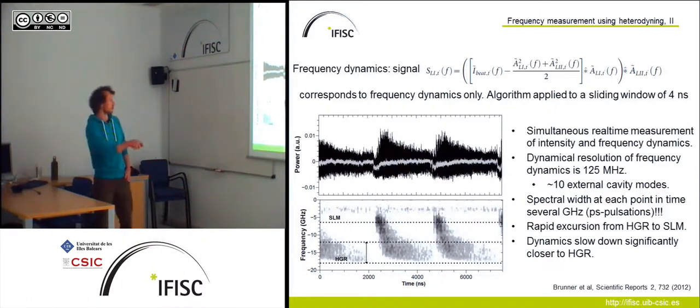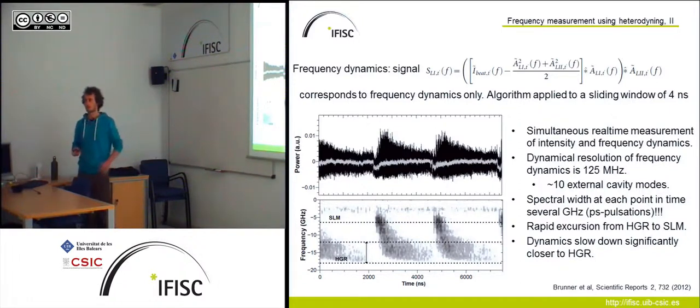So we record both of them at the same time. One important thing is we do this in the sliding Fourier transformation. So we take a window of a certain size, do the Fourier transformation, get the spectrum, the deconvolutions, and then we slide the window to the next point, and so on and so on.